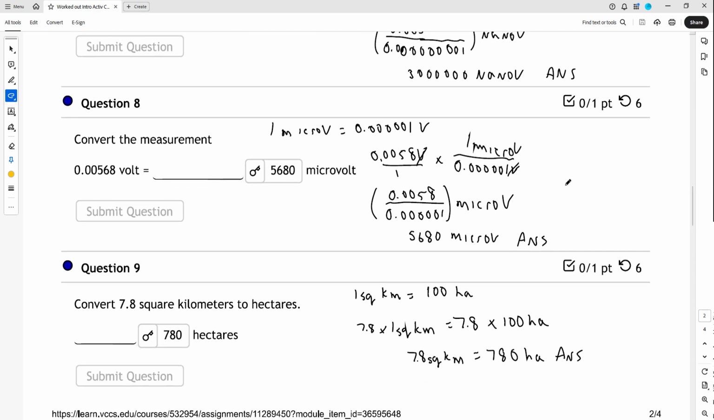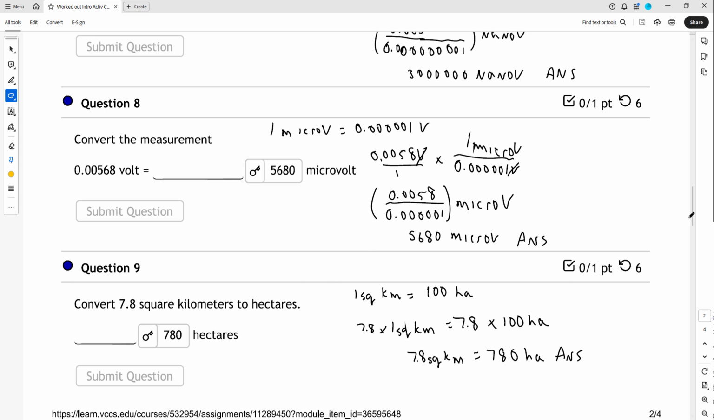The next one is microvolts. The equivalence is given here. So I start out with volts, so I want volts to go away. So I'll have my equivalence. The relationship is given right here in the equivalence. 1 microvolt is 1, 2, 3, 4, 5, there, 1. And so the units cancel out. The only unit that's left is microvolts. I end up with 5,680 microvolts for my final answer.